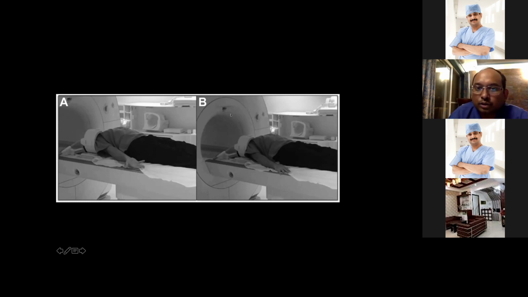The image shown in B should not be done at all. There is an internal rotation of the shoulder, and in this case the assessment of the labrum and the glenohumeral ligaments becomes difficult because the positioning changes. Whenever we do an MRI, this is definitely a technician's role, but we as radiologists should advise them to keep a proper positioning of the shoulder before we start the scanning.